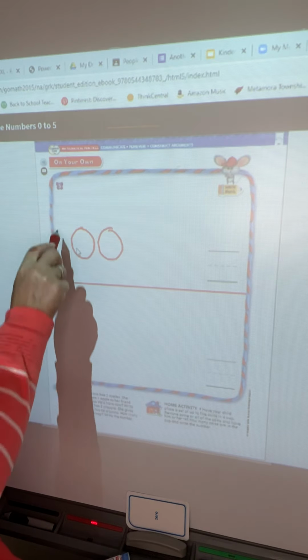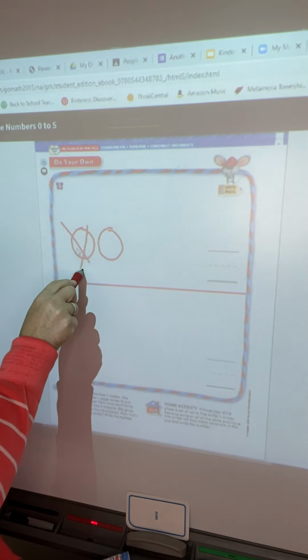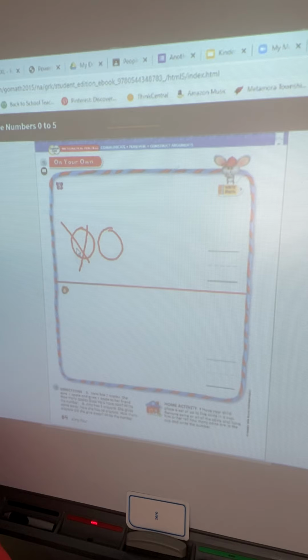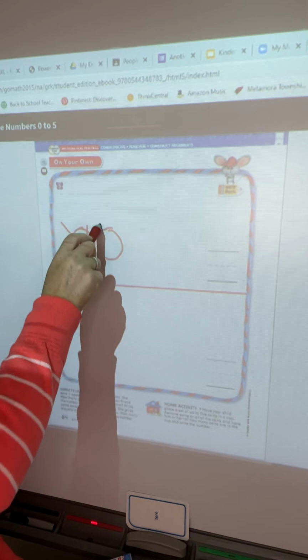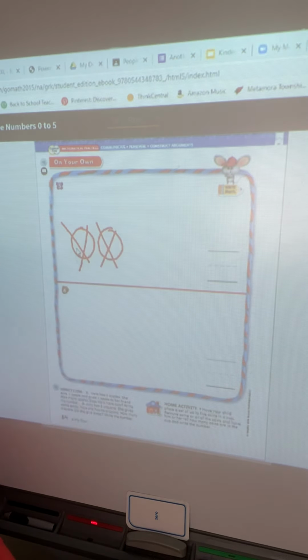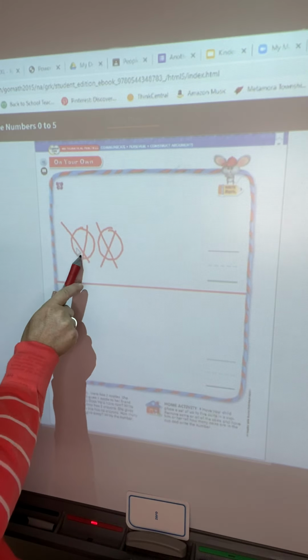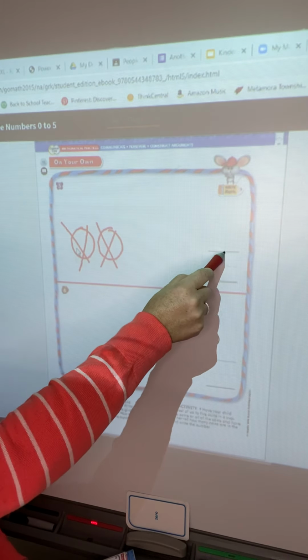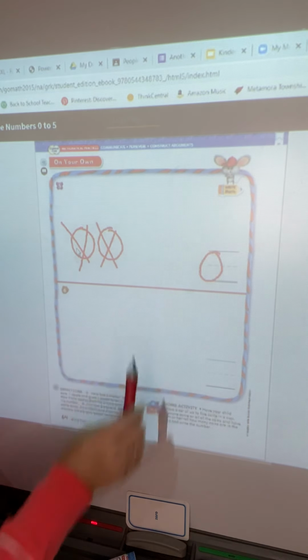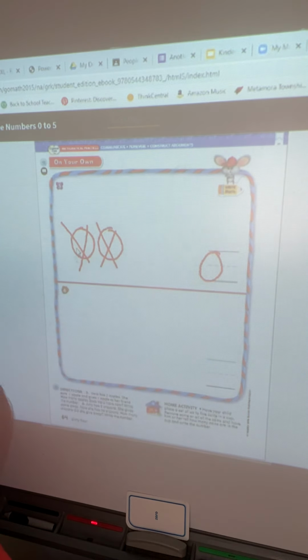Well, let's see. She eats one, so that means that one goes away. And she gives one away. She's going to give that one away. How many apples does Vera have left? 0. She ate one and she gave one away. So she has 0 apples left. Let's go to our last one.